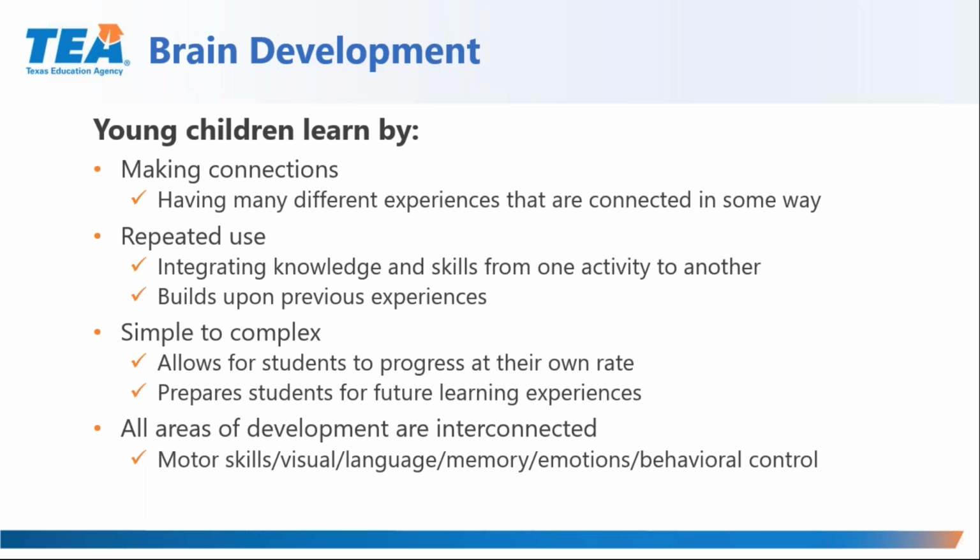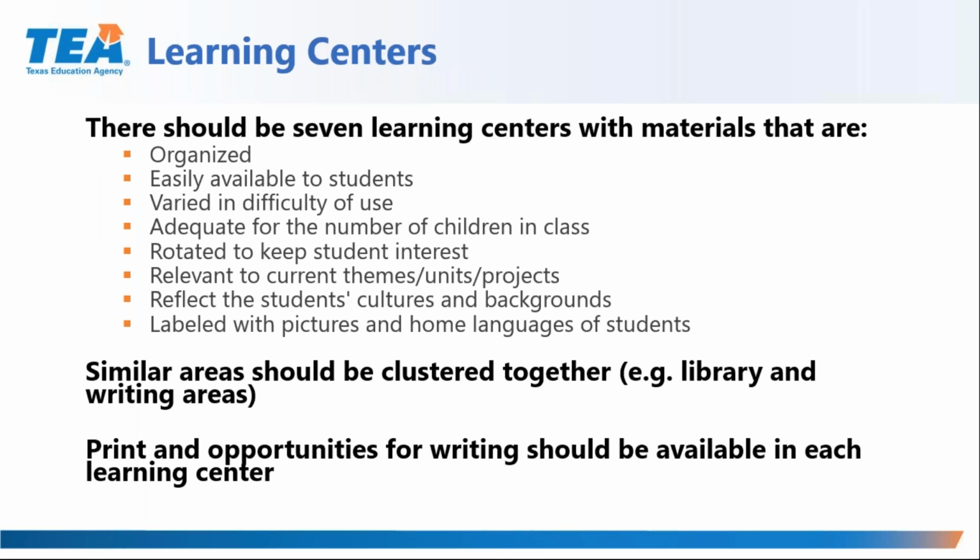And the great thing about knowing how young children learn is that we can cater our learning to meet their needs. One way to provide an opportunity for students to learn in the way that we know is best for them and their brain development is through learning centers. Learning centers allow students to engage with learning at their own pace, and they allow them to connect many different skills and types of learning into one experience.